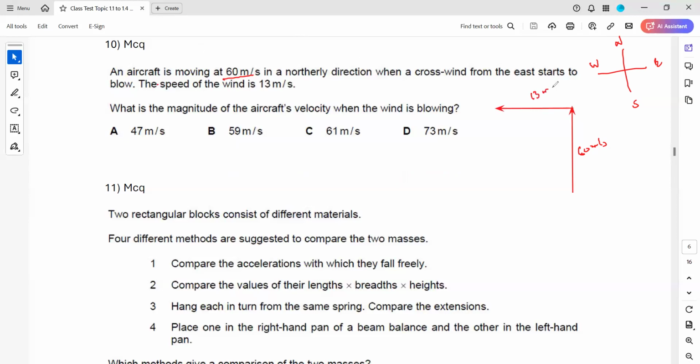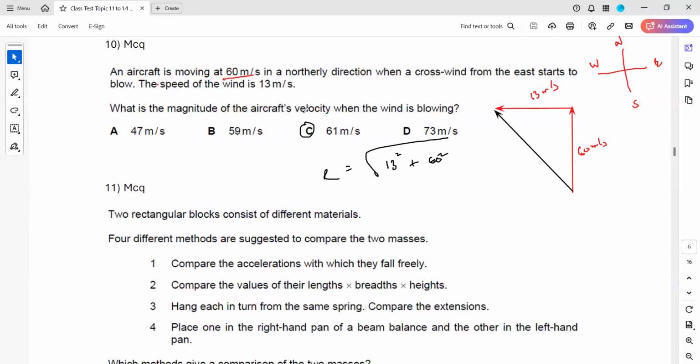So whenever two vectors are perpendicular, how do we get the resultant? If we want to find the resultant, we always use the Pythagoras theorem. So it will be the square root of 13 squared plus 60 squared. Whenever we want the resultant of two vectors which are perpendicular, we use the Pythagoras theorem: square the two values, sum them, and then take the root. So 60 squared plus 13 squared, in a root, that will give us 61 meters per second.